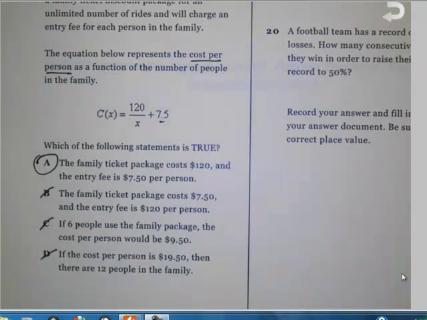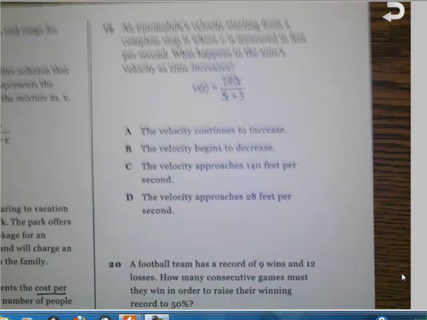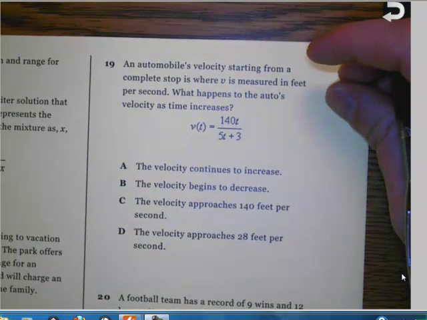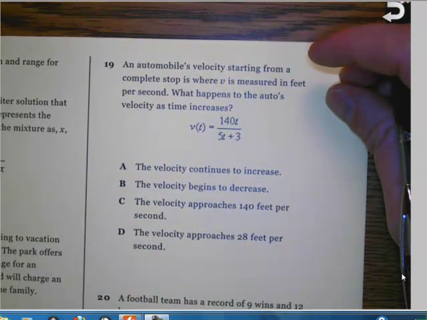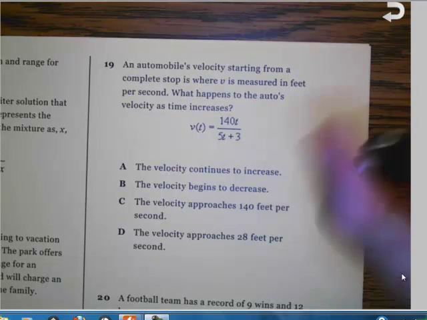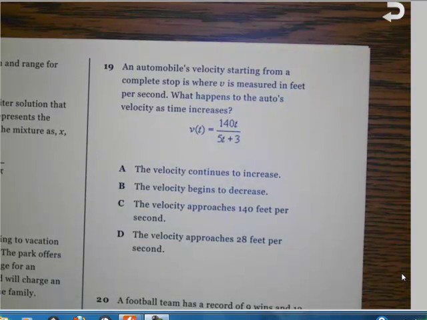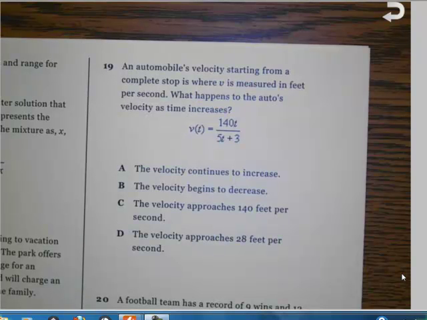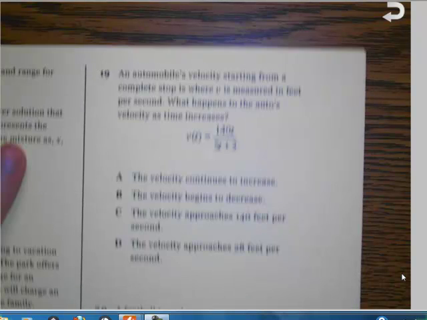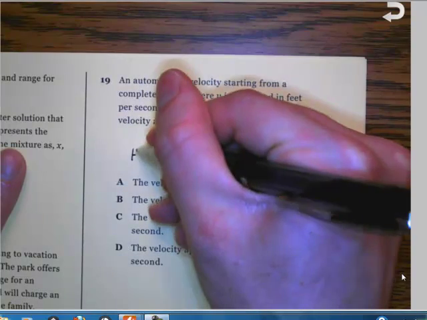Okay, let's take a look at 19. An automobile's velocity, starting at a complete stop, which is where time is equal to 0, is measured in feet per second. What happens is the velocity increases. Now, this is actually a simpler problem than anybody gives it credit for. They're essentially asking you for the horizontal asymptote.